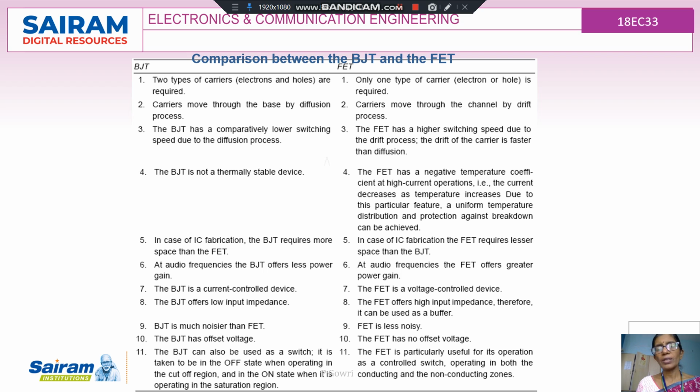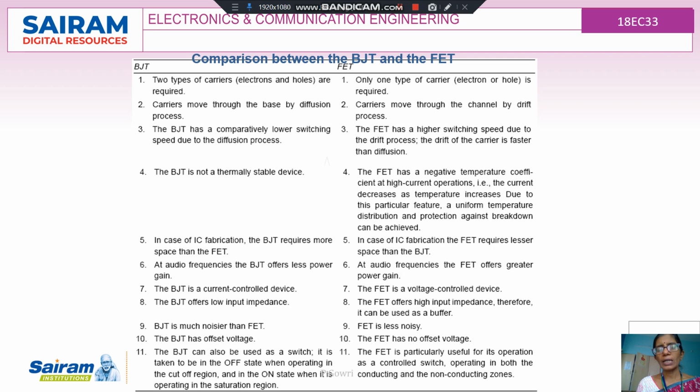The BJT is not a thermally stable device, whereas FET has a negative temperature coefficient at high current operation. That is, the current decreases as temperature increases. Due to this feature, a uniform temperature distribution and protection against breakdown can be achieved. The BJT also requires more space compared to the FET, and it offers less power gain when compared to the FET at audio frequency.